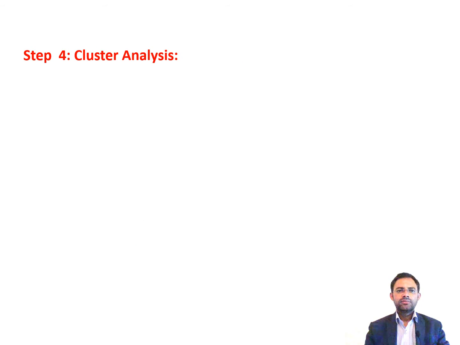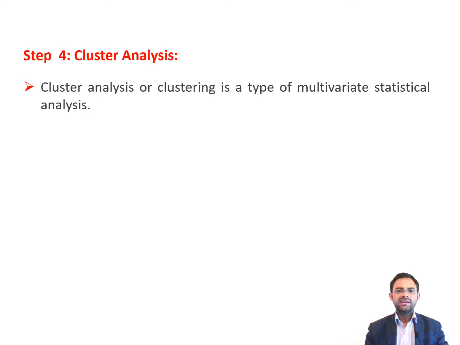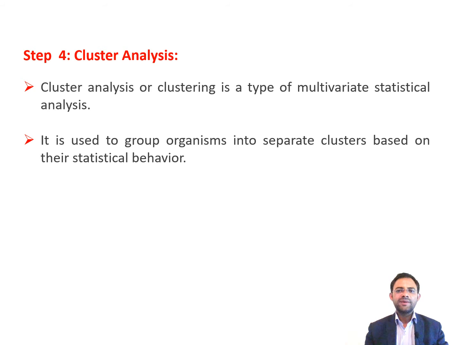Now, the fourth step in the numerical taxonomy is cluster analysis. Cluster analysis or clustering is a type of multivariate statistical analysis. It is used to group organisms into separate clusters based on their statistical behavior. The main objective of clustering is to find similarities between organisms and then group similar organisms together to assist in understanding relationships that might exist among them.